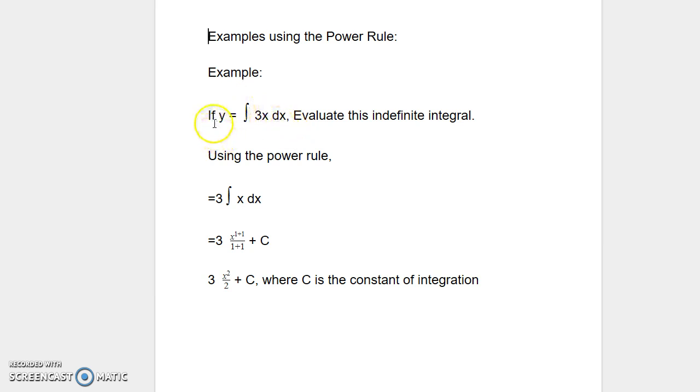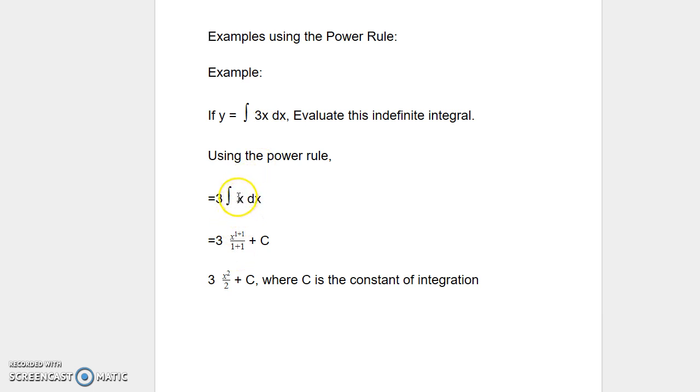In this example, let us say y is equal to the integral of 3x dx, and we want to evaluate this indefinite integral. We can use the power rule to integrate this example problem. Since 3 is a constant, we can take that 3 outside of the integration process, and then write the rest as 3 times the integral of x dx.